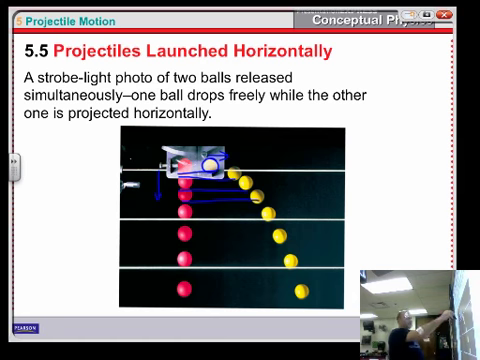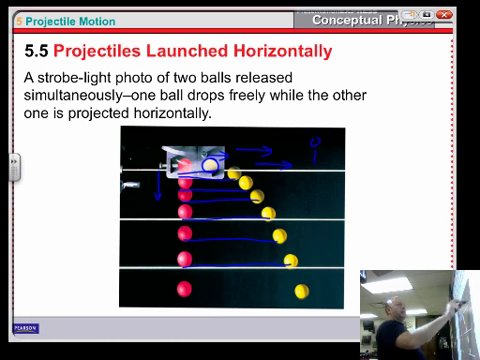Notice that the acceleration due to gravity is the same on both of them. They're pretty close there, pretty close there, pretty close there, even though this one is still moving to the right. So despite the fact that it's being thrown and has some horizontal component, its acceleration due to gravity in the vertical direction is still the same. It does not change at all. It doesn't matter how fast you go.